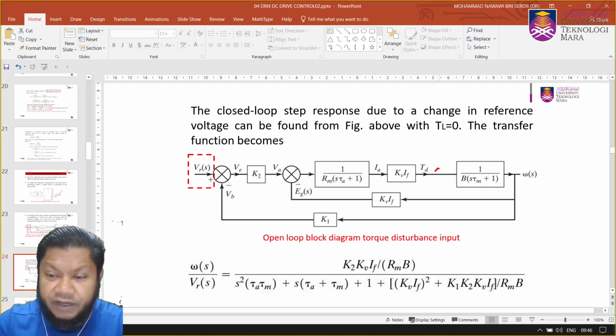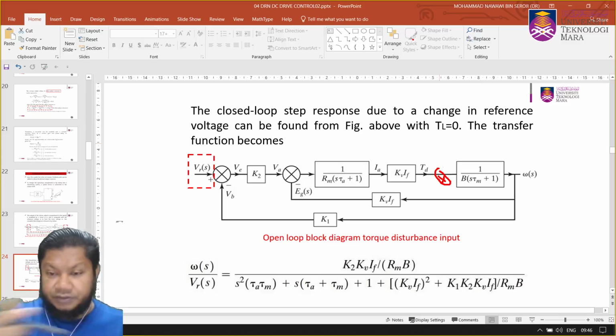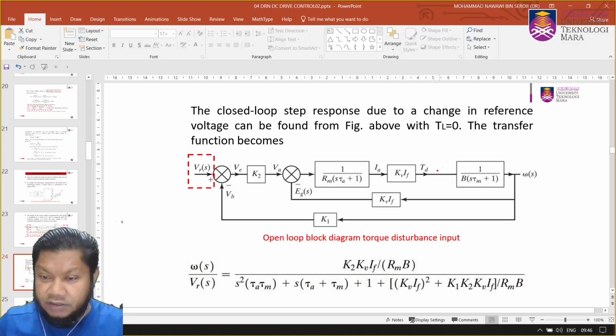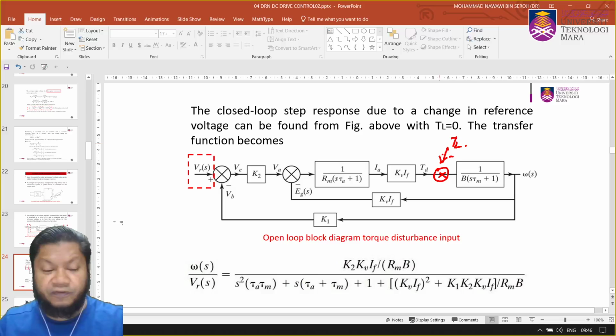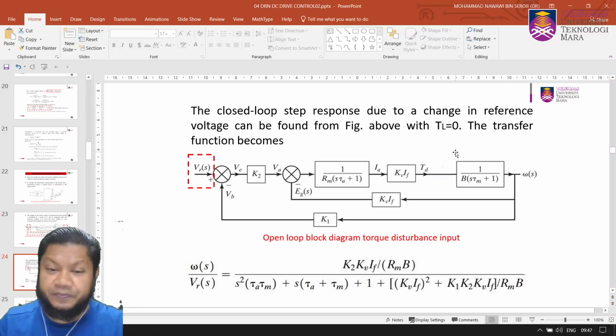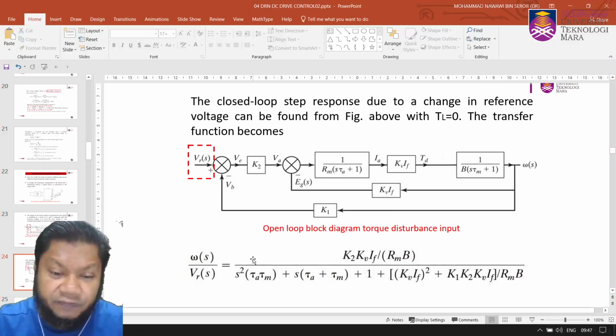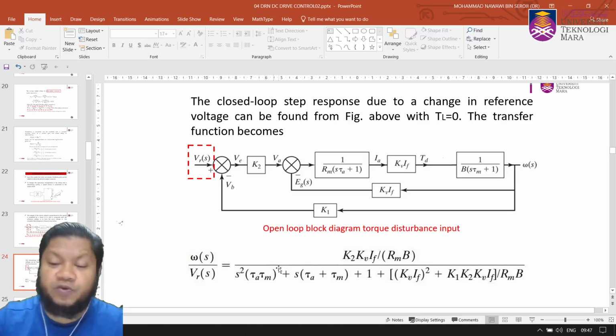Previously we have the summation and we have the torque TL here. So just now we have this summation here, then you have torque here, negative. So now we remove that, we set that to 0, and we look into the response, and we have this equation: omega(s) over VR equals K2 KV IF.